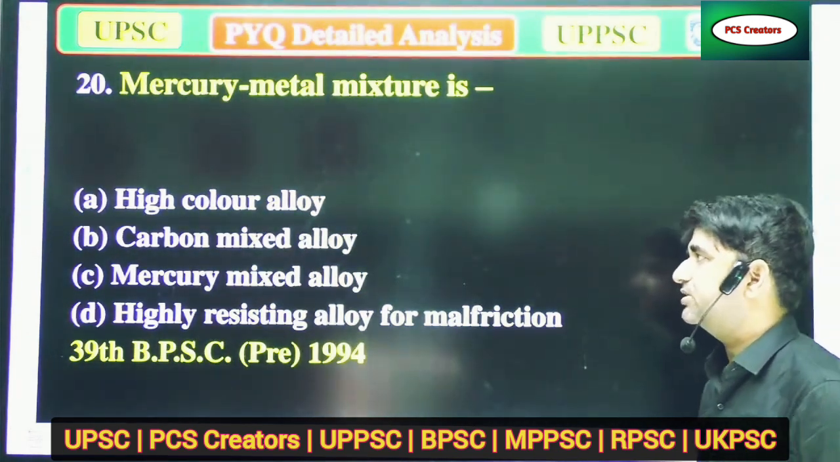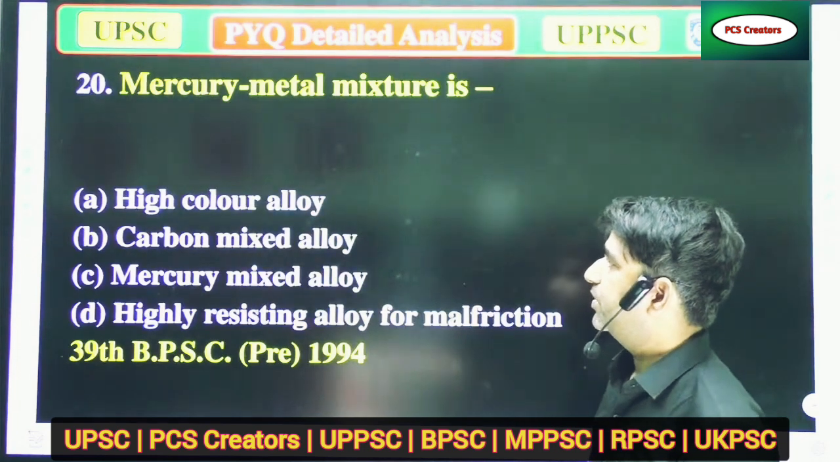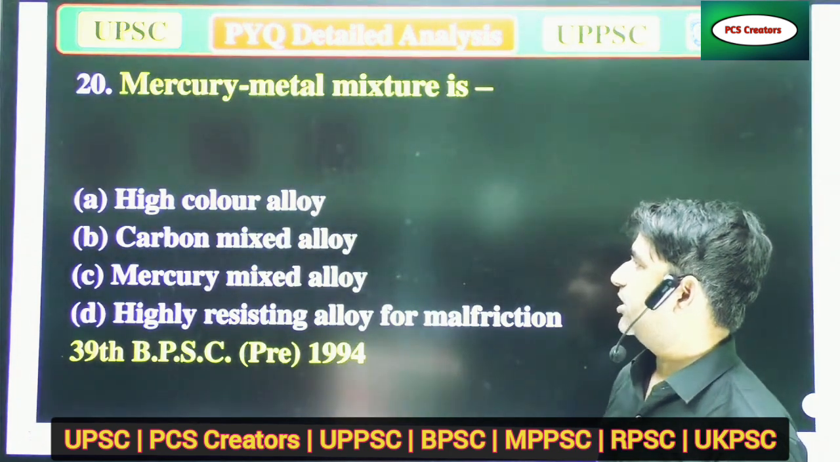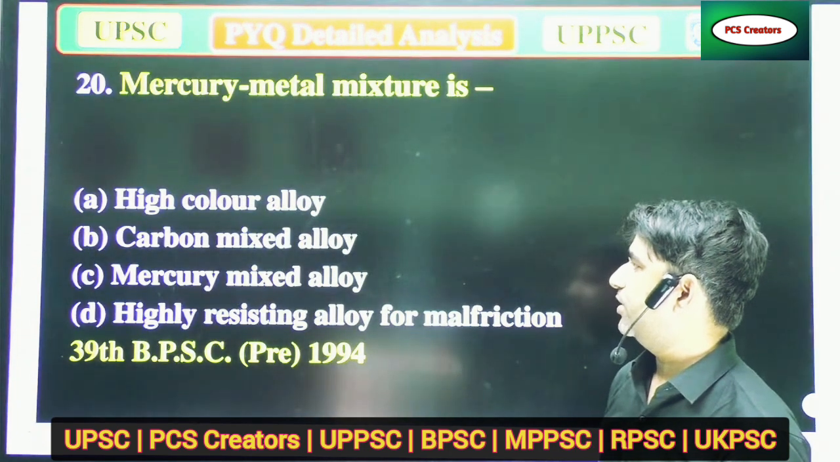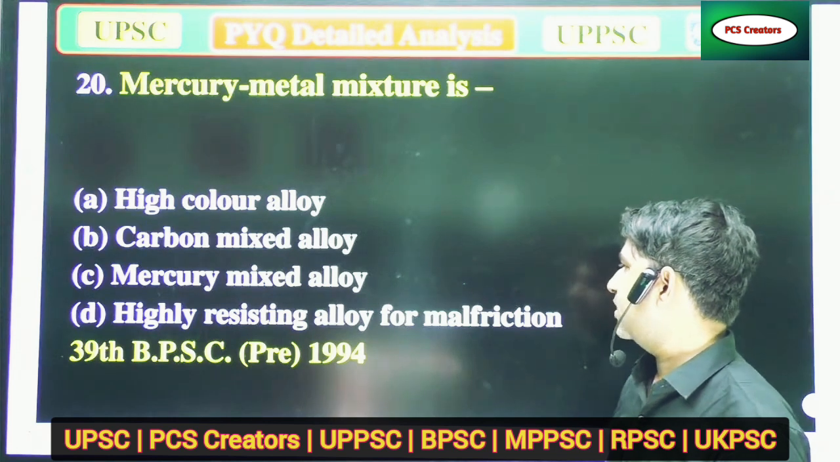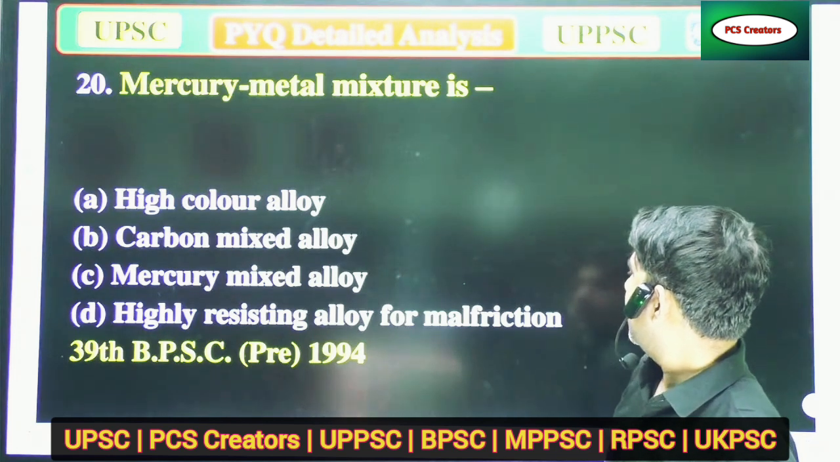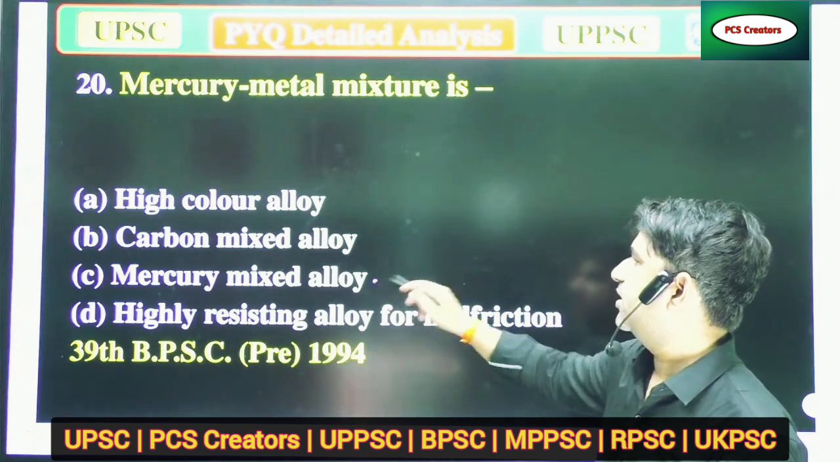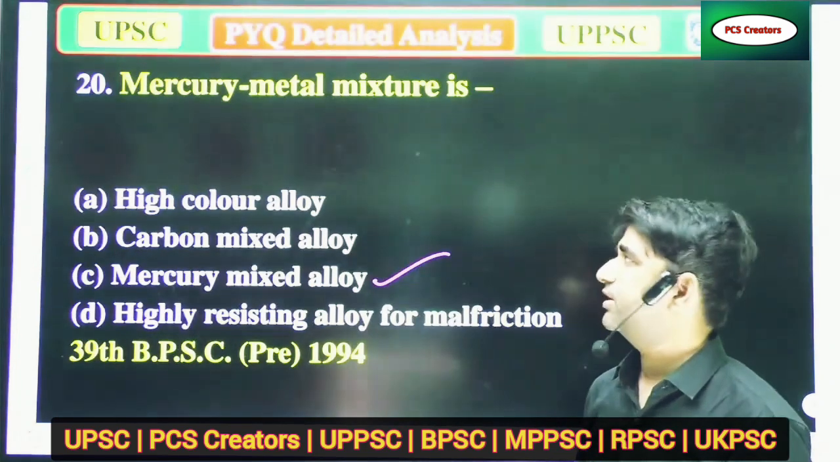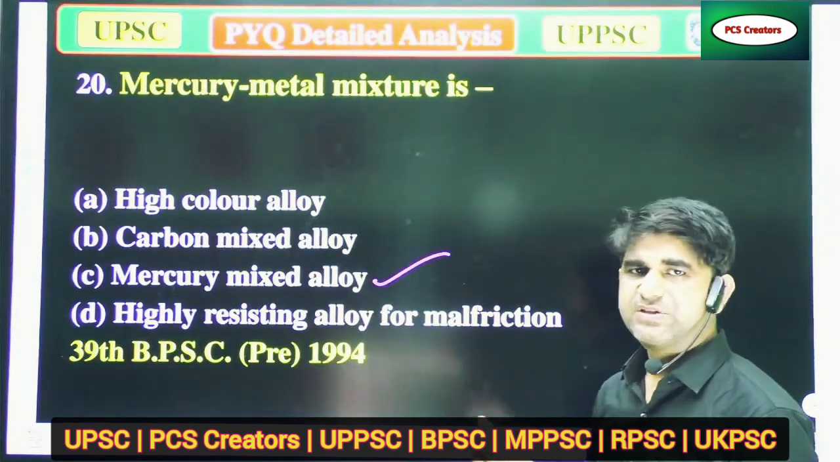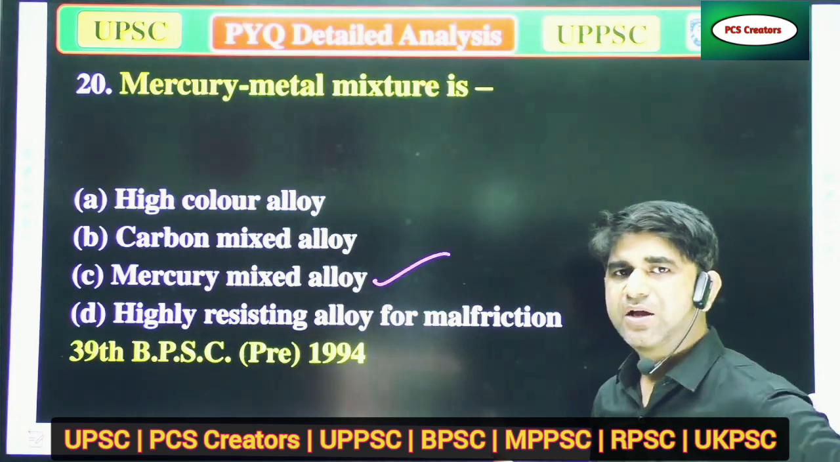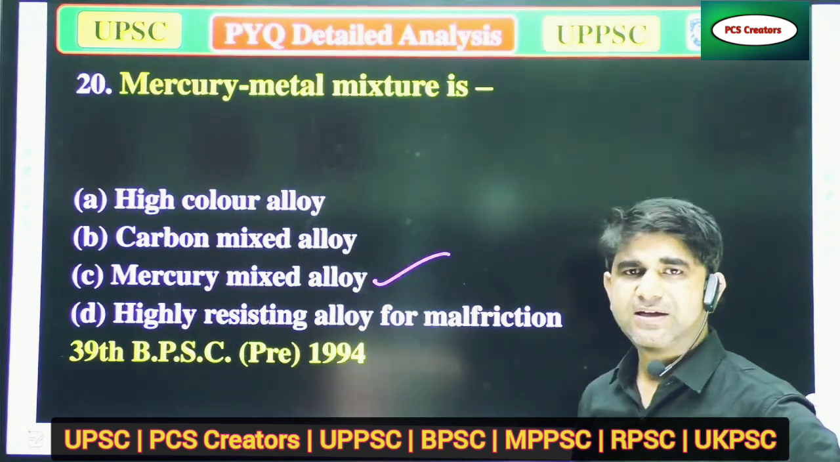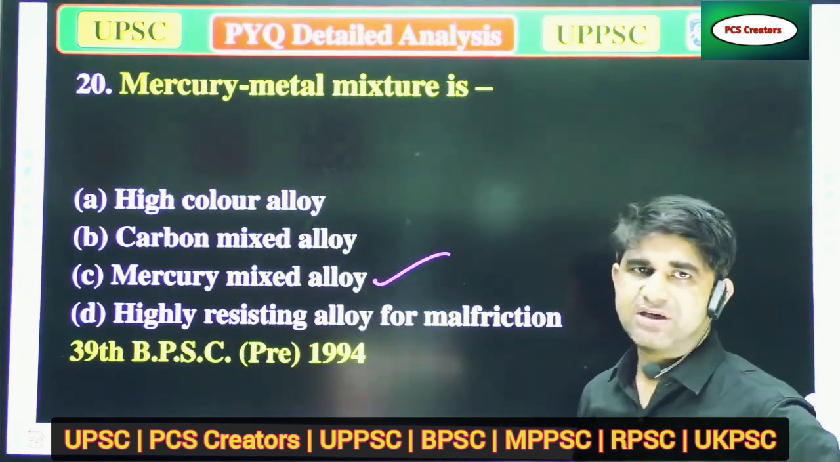Mercury metal mixture is: A, high color alloy; B, carbon mixed alloy; C, mercury mixed alloy; D, high resistance alloy with malfunctioning. So the answer is option C: a highly mercury mixed alloy is known as the mercury metal. Means we can mix iron, cobalt, nickel, various elements in there. So that is the mercury mixed alloy.